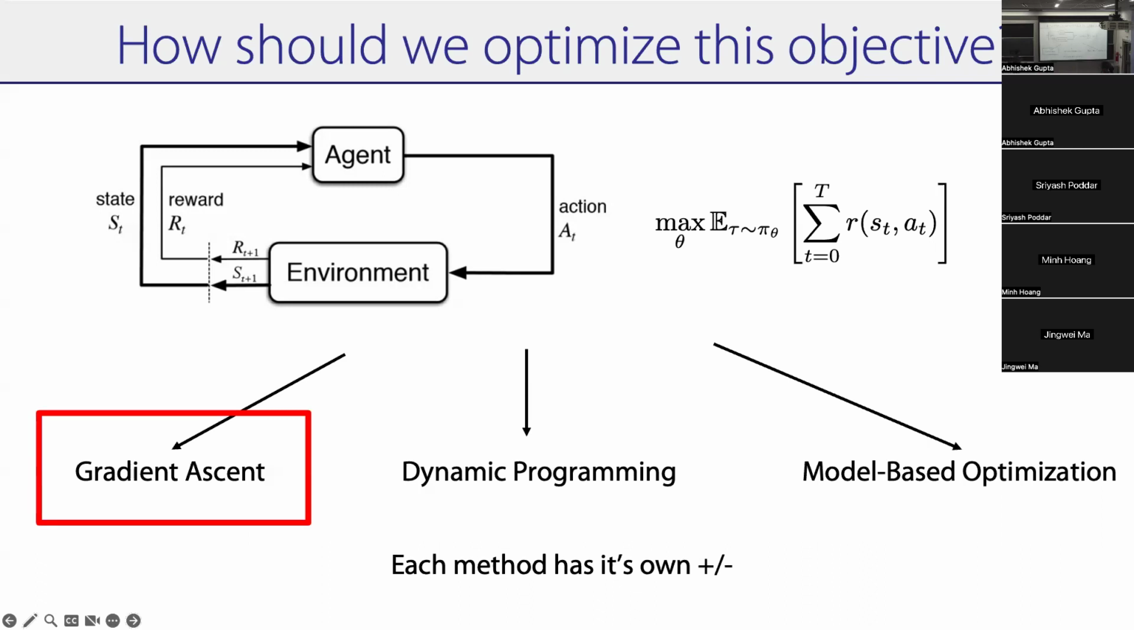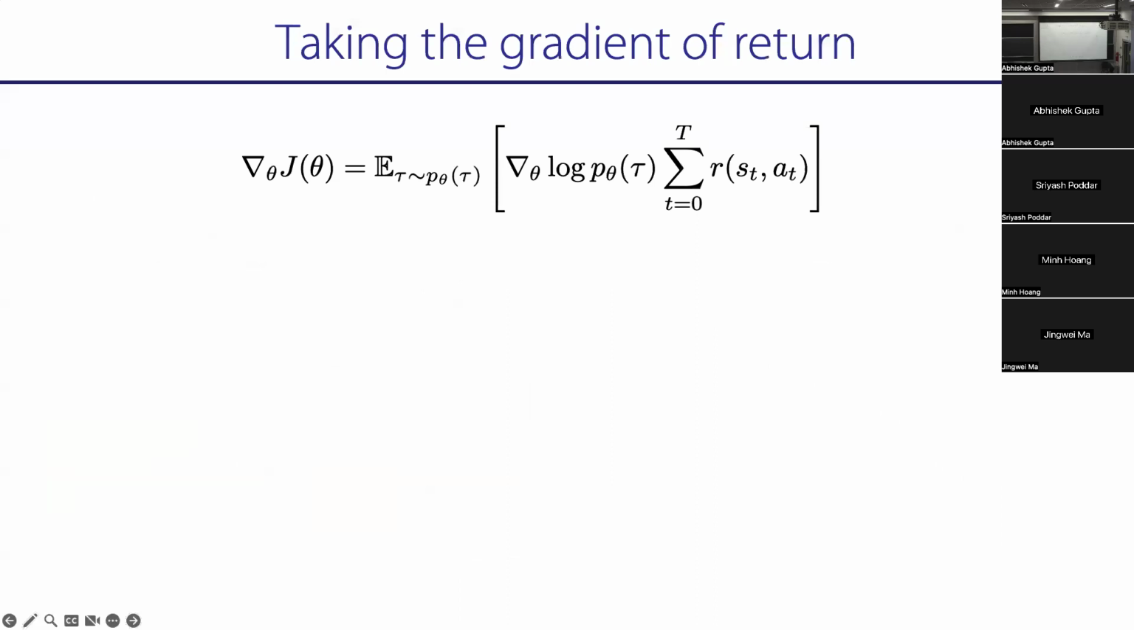So I'll do a quick recap of what gradient descent looks like. Then we talk about why it's bad and how we can fix it. Okay, so what we really want to do is take the gradient of our objective. J theta is our objective, which is the expected sum of the rewards. So we want to take the gradient of the expected sum of the rewards. And we saw last time that the gradient is going to be grad log p theta tau times the sum of the rewards.